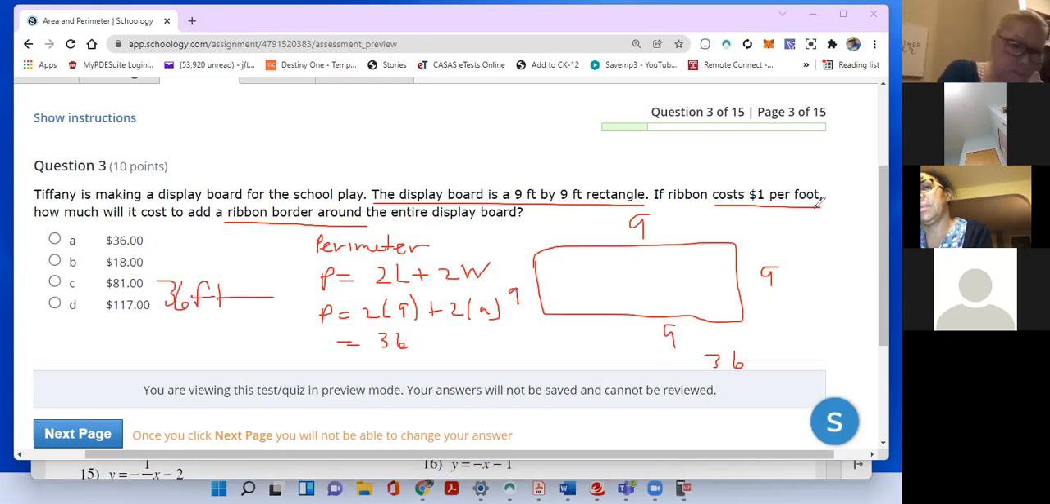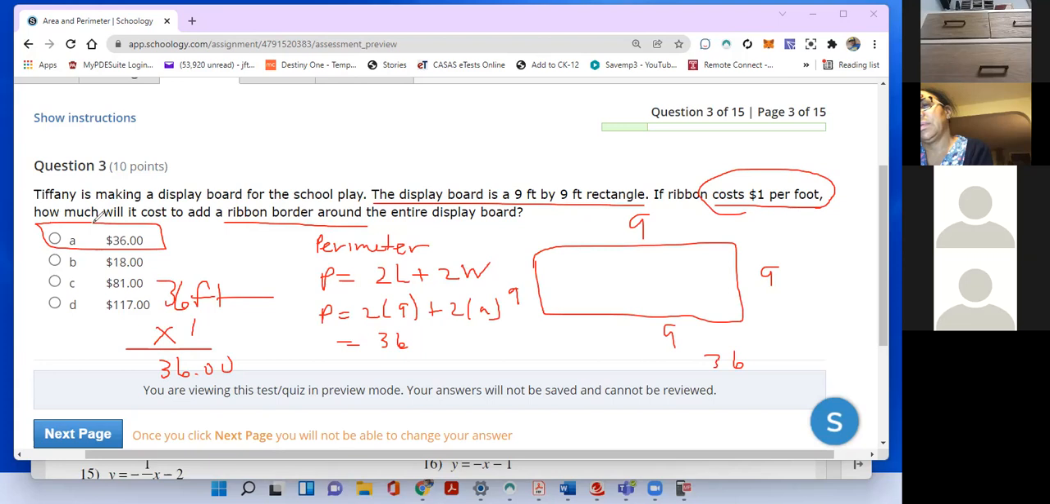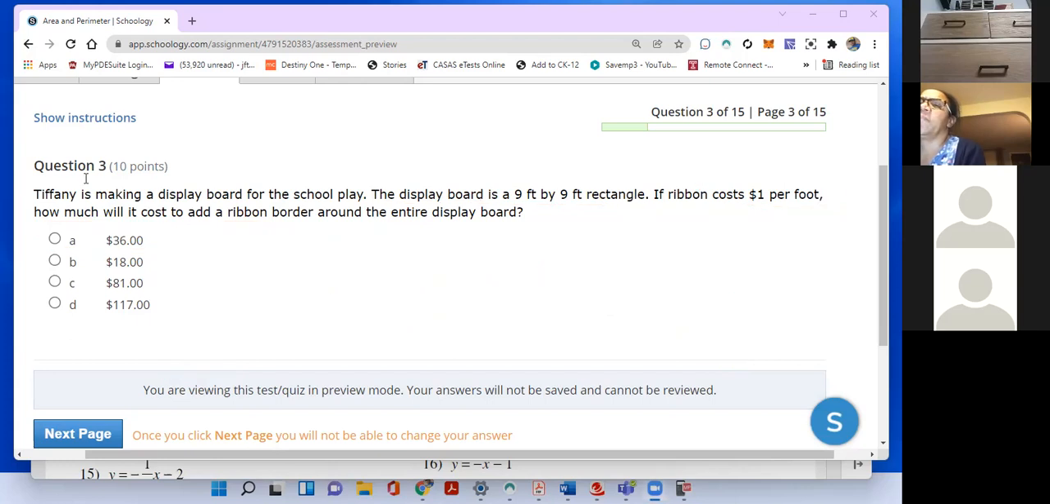But now it tells us it's $1 per foot, so we have to multiply. And that's where we get the $36, which is A. So this question is indicative of a question you might see. It's not asking you for both answers. It really is just asking you how much the ribbon is. But you have to find the perimeter in order to calculate how much ribbon is needed, to know how much it's going to cost. Okay, let me clear that. We said it was $36. Let me select 36. Let's click next.